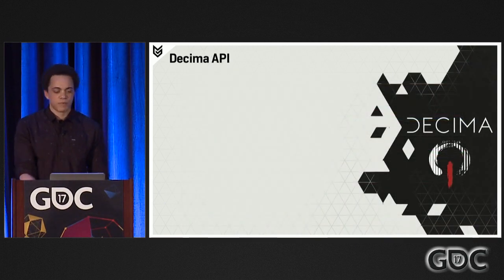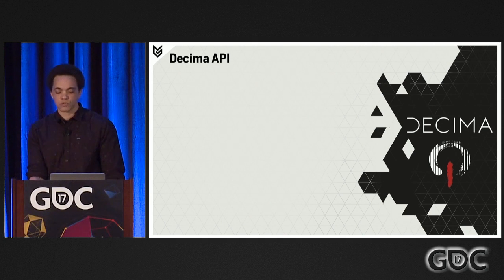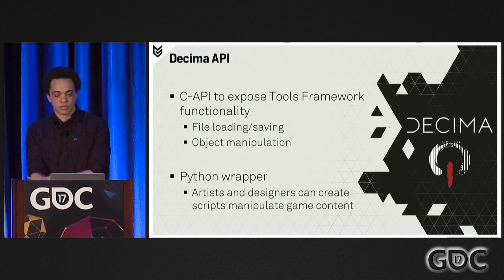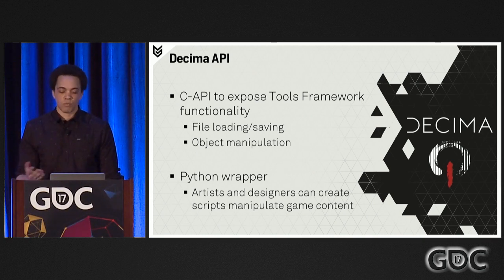So the last thing that actually came up was, now that all of our tools are written in C++, a few of the programmers at Guerrilla had the idea of creating a C API for the tools framework. So we could use this to expose certain areas of the tools framework's functionality to other languages. And so with that in mind, we exposed stuff like file loading and saving and object manipulations. And then we wrote a wrapper in Python for the Decima API, which allows tech artists and designers and anybody who knows Python, basically, to create scripts that will create game content or modify existing game content, and they use the same tools framework functionality that we actually use to build the editor.